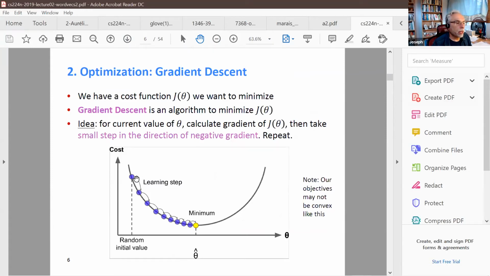And the step size is a hyperparameter, and it can be adjusted according to some schedule. It doesn't have to be the same step every time. So an adaptive method would make the learning rate smaller, the step size smaller, as you get closer to the minimum, as the slope gets shallower.